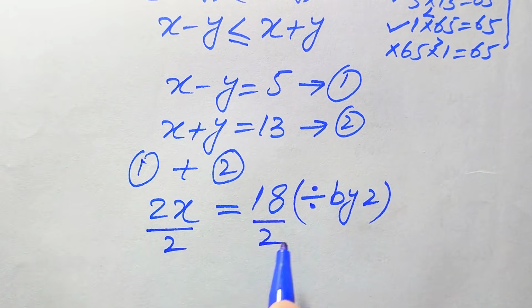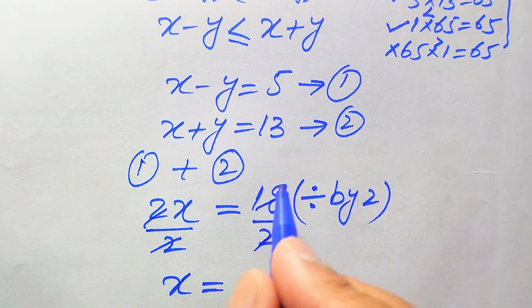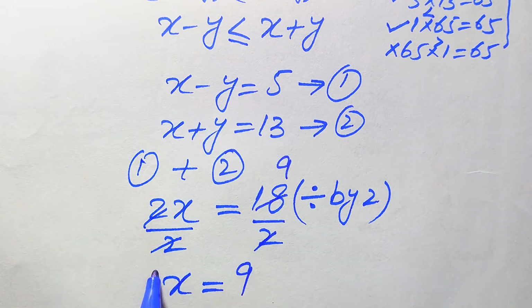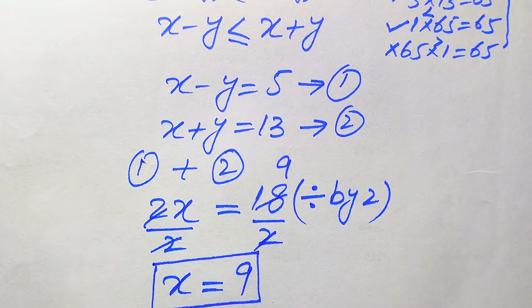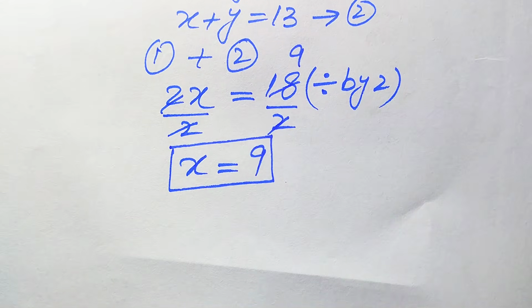so that we divide this term by 2 and this term by 2. So this 2 and 2 are gone, and we get x is equal to, 2 times 9 becomes 18, and we easily get the value of x is equal to 9.